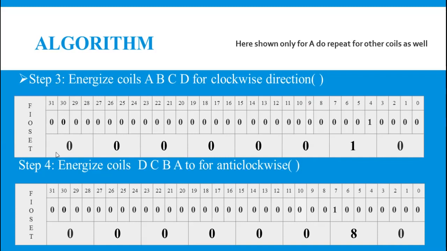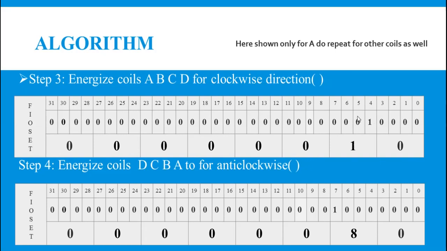And next, if you want to energize the coil in the stepper motor for clockwise direction, then you have to use the FIO set register, and the corresponding pins are, sorry, 4, 5, 6, 7. So if you want to energize coil A, then you need to send logic 1 via the 4th pin, so that the corresponding value becomes 0, 0, 0, 0, 0, 0, 1, 0. And if you want to energize coil B, then you have to make the 5th bit of the register 1 and the remaining bits 0.